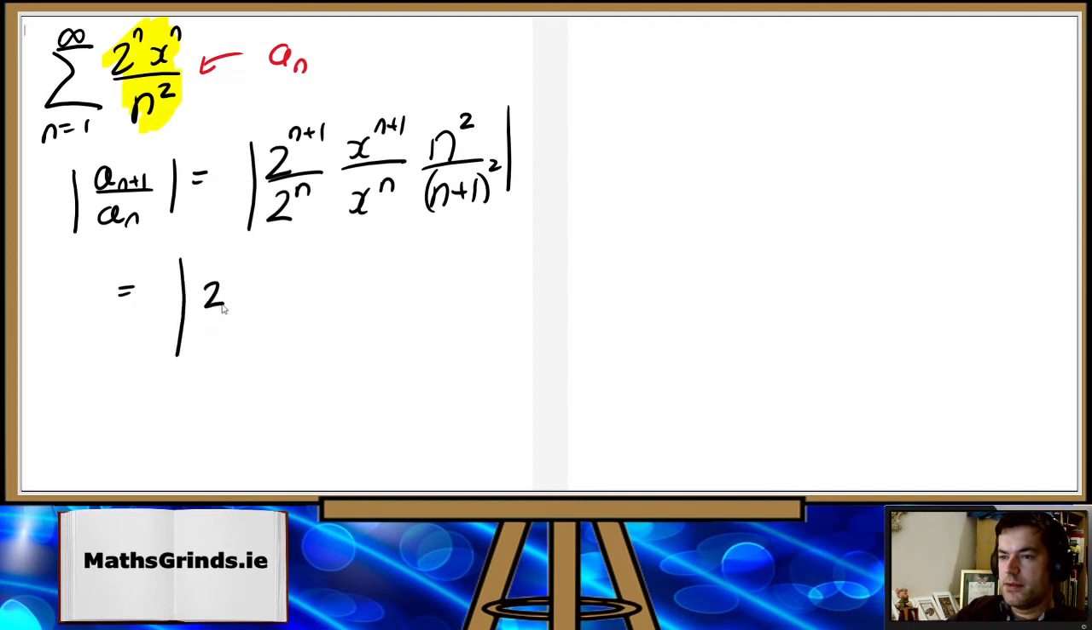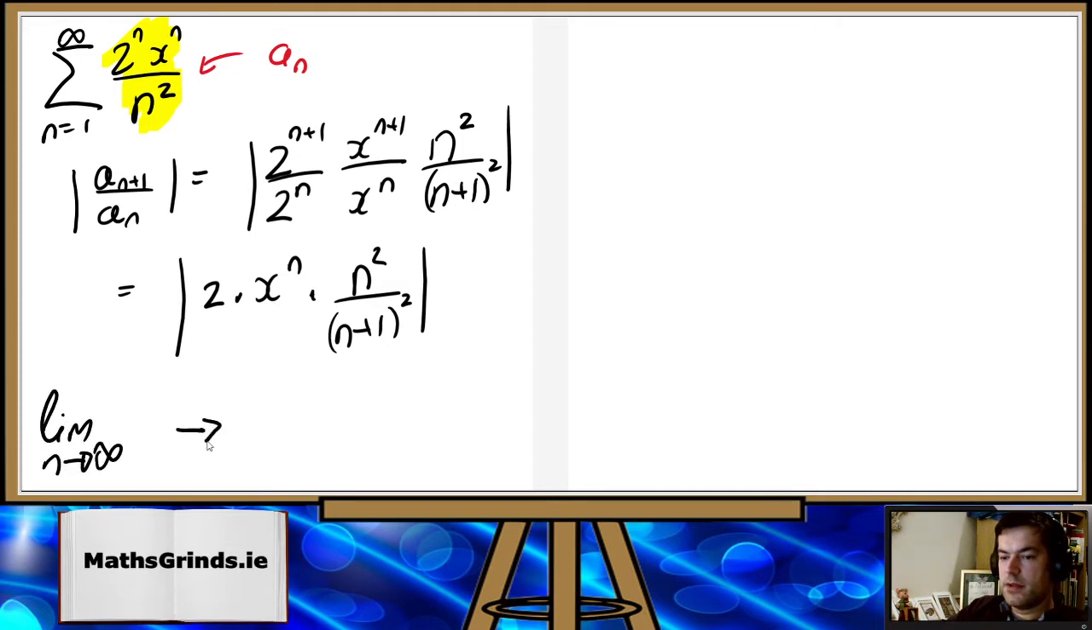That will equal the absolute value of 2 times x^n times n squared over (n+1) squared. Now, the limit as n goes to infinity would have this go to, oh, I'm sorry, it's not x^n, it's just x. That would become 1, that's still 2, so just 2 times the absolute value of x. And we need this to be less than 1, which would mean the absolute value of x would have to be less than a half.